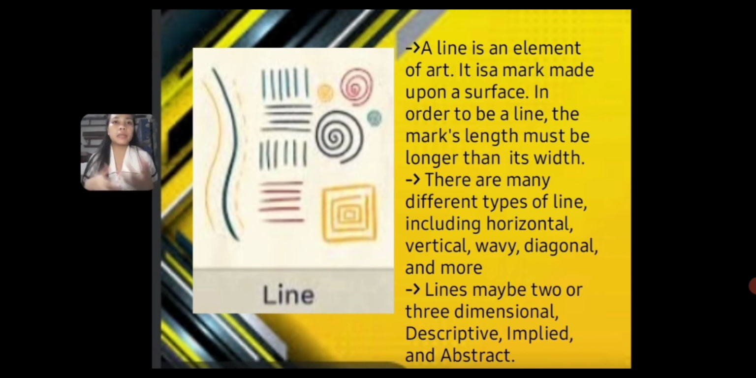So, the next one is the implied. These are lines that are suggested by changes in color, tone, and texture, or by the edges of shapes. And the last one is the abstract. It uses shapes, colors, form, and gestural marks to produce compositions liberated from the boundaries of visual reality.